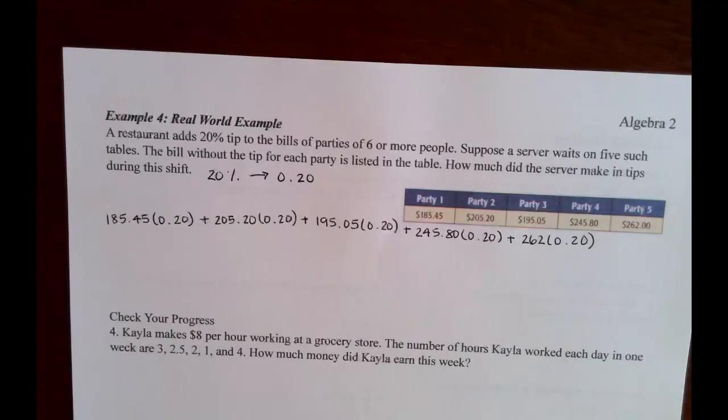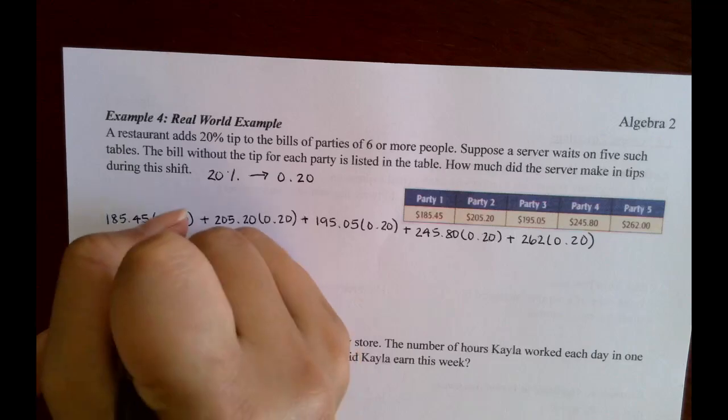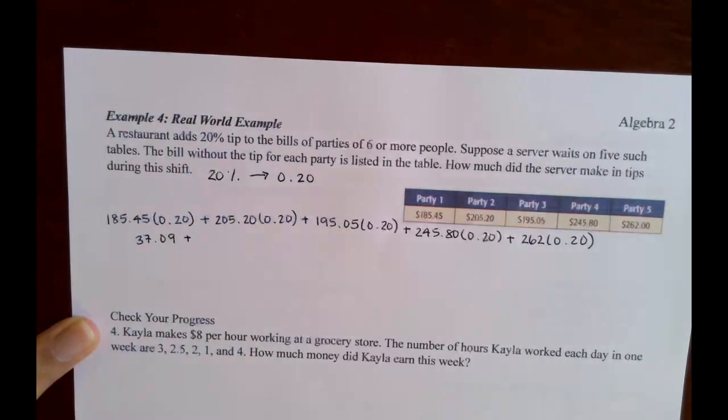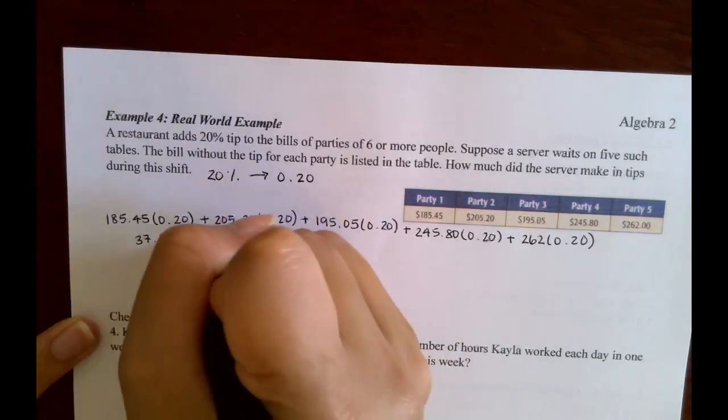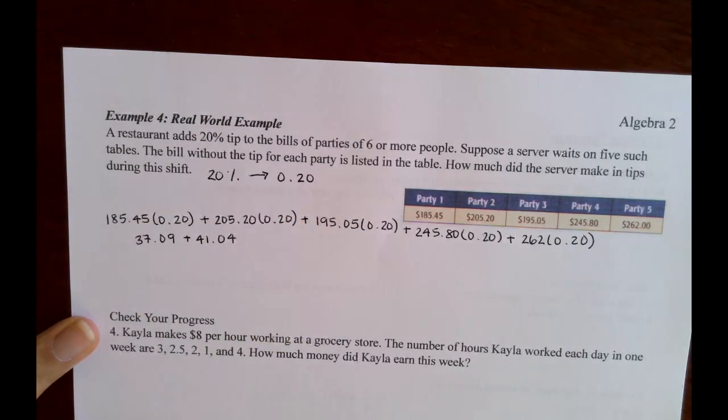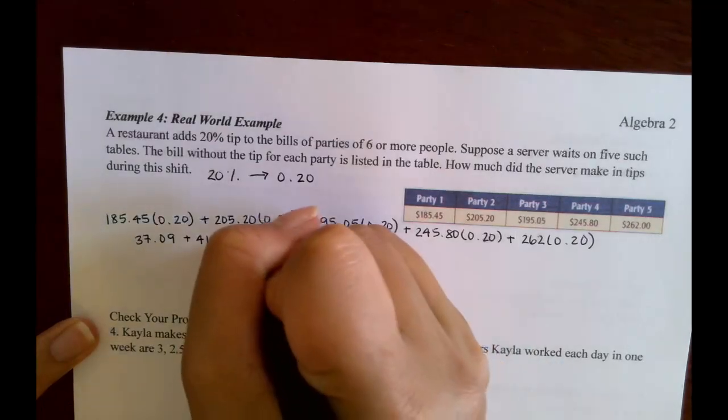Okay. Now let's multiply. Okay, so 185.45 times 0.2 is 37.09. 205.20 times 20% is 41.04. Okay. 195.05 times 0.2 is 39.01.